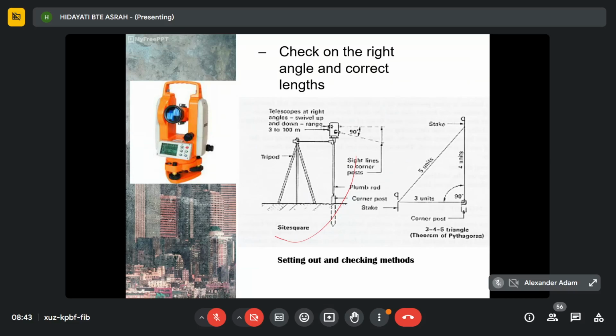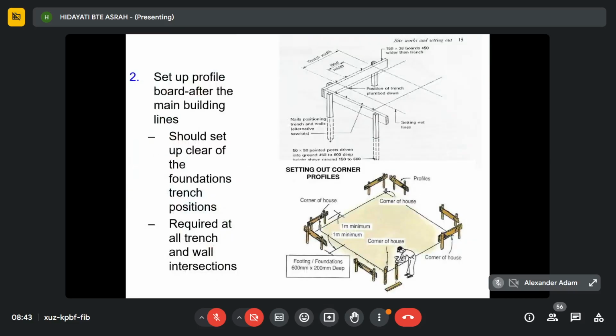Okay, and then the second step is to set up the profile board. After you set up the main building line of your building, then you need to set up the profile board. So examples of profile boards you can see here. Okay, profile board consists of the start peg here and also a board panel. This one.